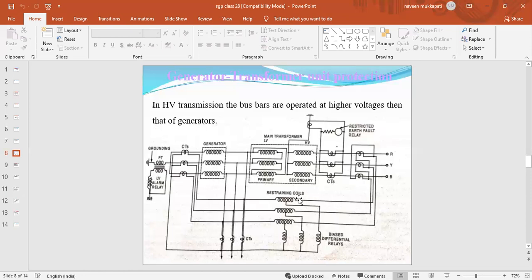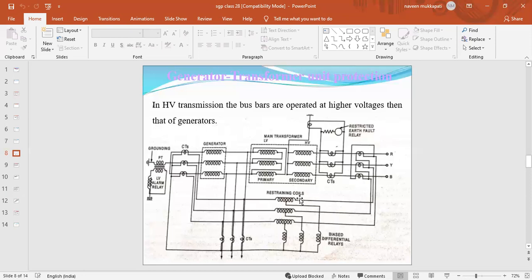In previous classes we already discussed protection for earth faults, protection from leakage currents, protection from interturn faults, and protection for phase to phase faults and phase to neutral faults. In the present topic, the generator and transformer unit, we use combined protection for all the faults.